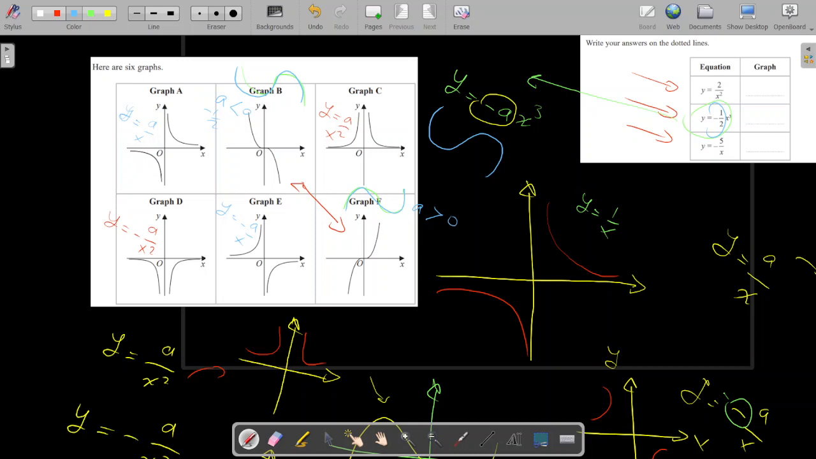Now let's fill the letters with this one. For the first one, it said y equal 2 over x squared. So since it has x squared at the bottom part, it means that this is one of 2 things. Either it's going to be this one or it's going to be this one. And since we don't have a negative sign, this one is not going to be included. So this one is going to be C.